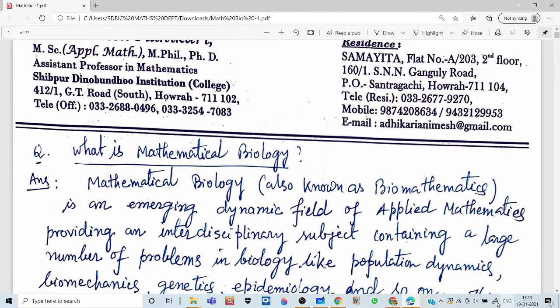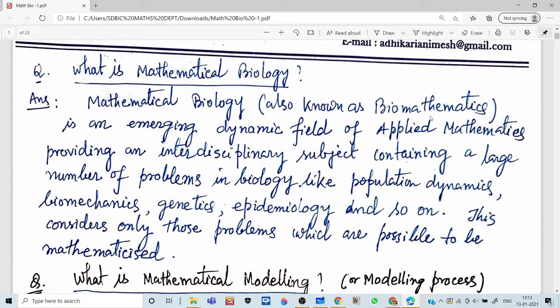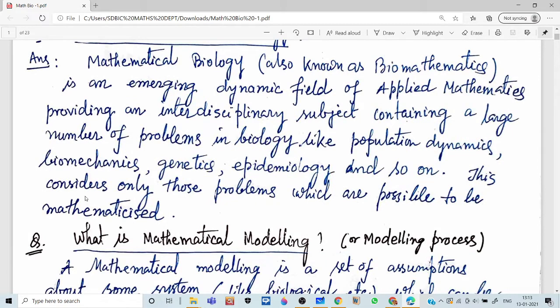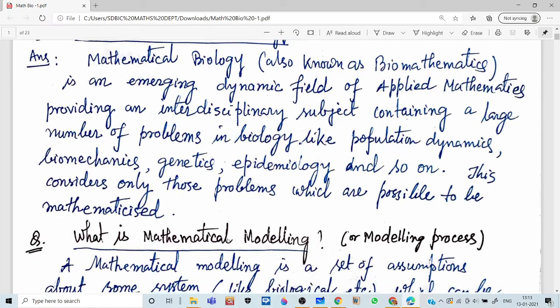Mathematical biology, also known as biomathematics, is an emerging dynamic field of applied mathematics providing an interdisciplinary subject containing a large number of problems in biology like population dynamics, biomechanics, genetics, epidemiology, and so on. This considers only those problems which are possible to be mathematized.